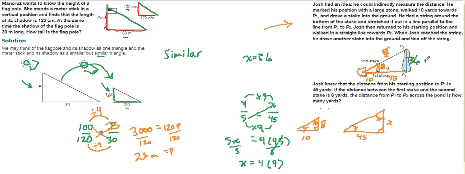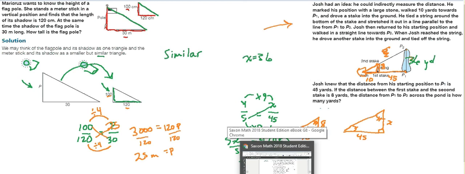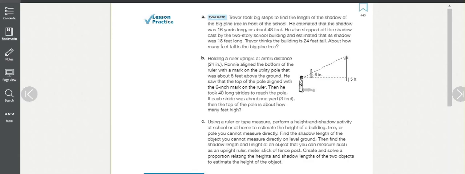36 yards. So they, again, used indirect measure, created two triangles that are similar because they share that vantage point, whether it's the sun or Josh's stone. We can use proportions then to solve. Using similar triangles to solve word problems. Why don't you show me that with letter B?